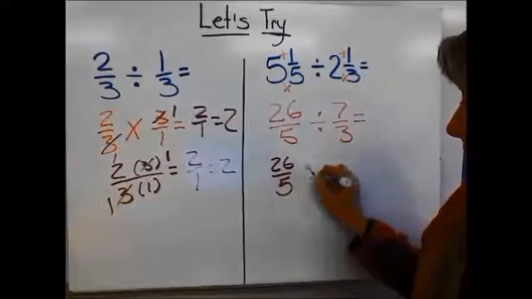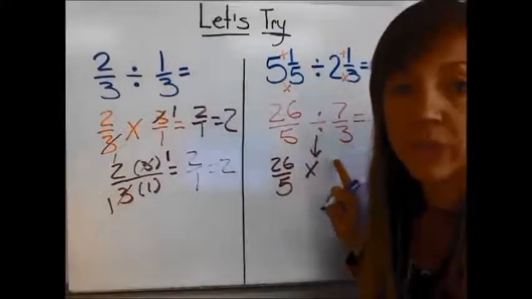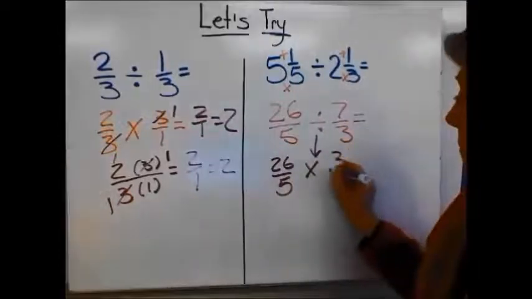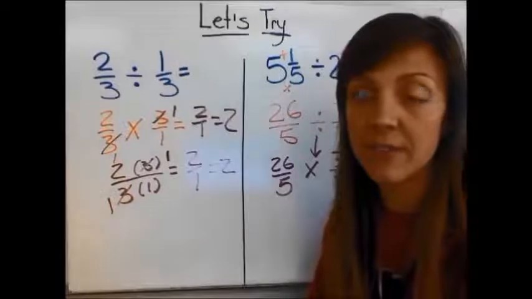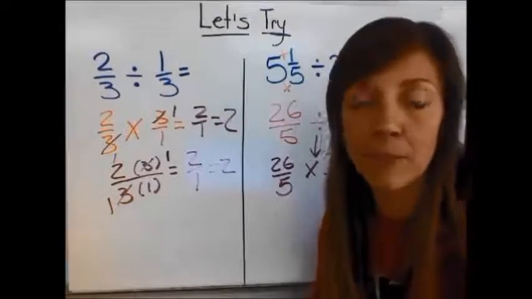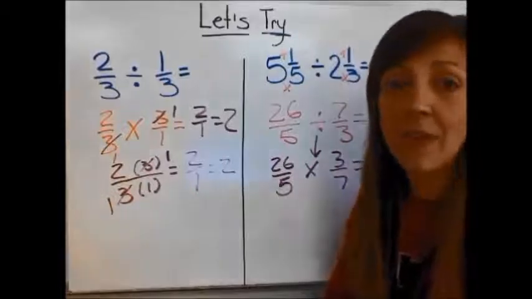Stay, switch division to multiplication, and flip 7/3 to 3/7. Now I'm going to top and bottom simplify if I can. I'm going to look at my top numbers and my bottom numbers to see if I can simplify.